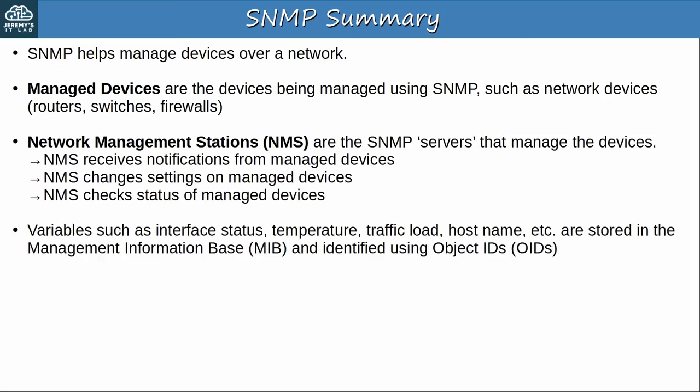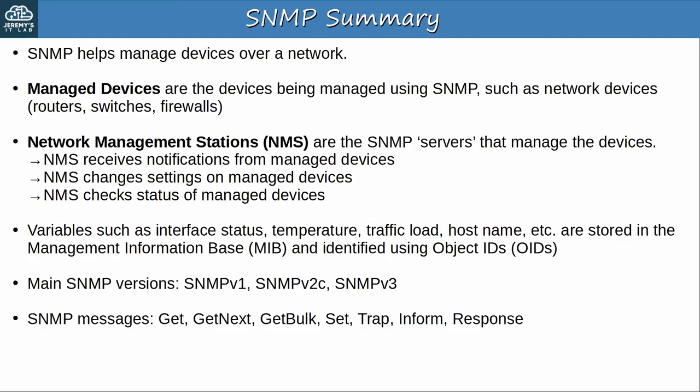Variables such as interface status, temperature, traffic load, hostname, etc. are stored in the MIB of the managed devices, and each variable is identified using an object ID, OID. There are three main SNMP versions, version 1, version 2C, and version 3. Version 3 is preferred because it is more secure than the previous versions, providing encryption and authentication of SNMP messages. And these are the SNMP messages we covered: get, get next, get bulk, set, trap, inform, and response.